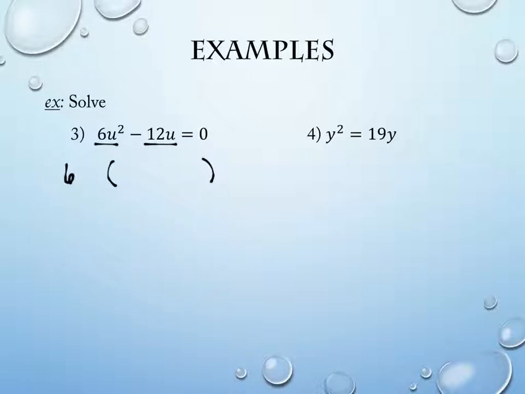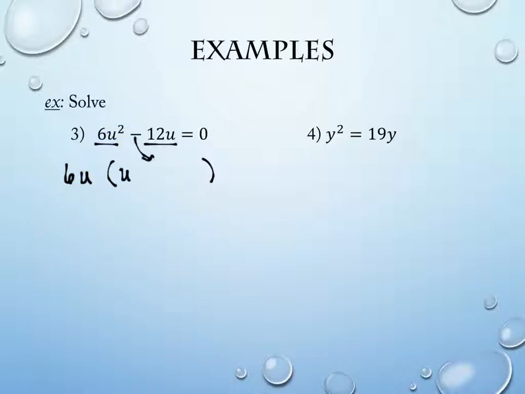Now let's look at the variable parts. One of them is u squared and the other one is u. What do they have in common? U. So out here with the 6, I'm going to put a u. Now, what goes inside the parentheses is basically the division. If I took 6u squared and divided it by 6u, what would remain? Just a u, right? 6 divided by 6 would be 1. U squared divided by u would be u. So I'm left with a u.